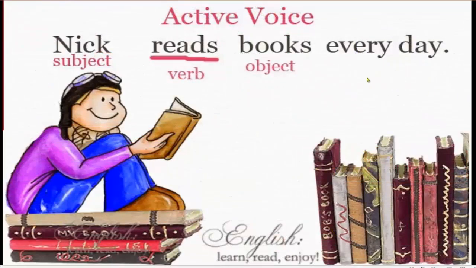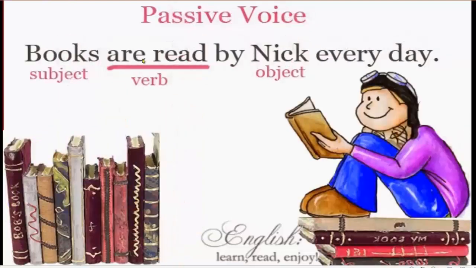Nick reads books every day. Nick is the subject, reads the verb, books the object. Okay, this is an active voice. Change this sentence into passive voice. Start with the object. Okay, books are read. Books are read by Nick every day.